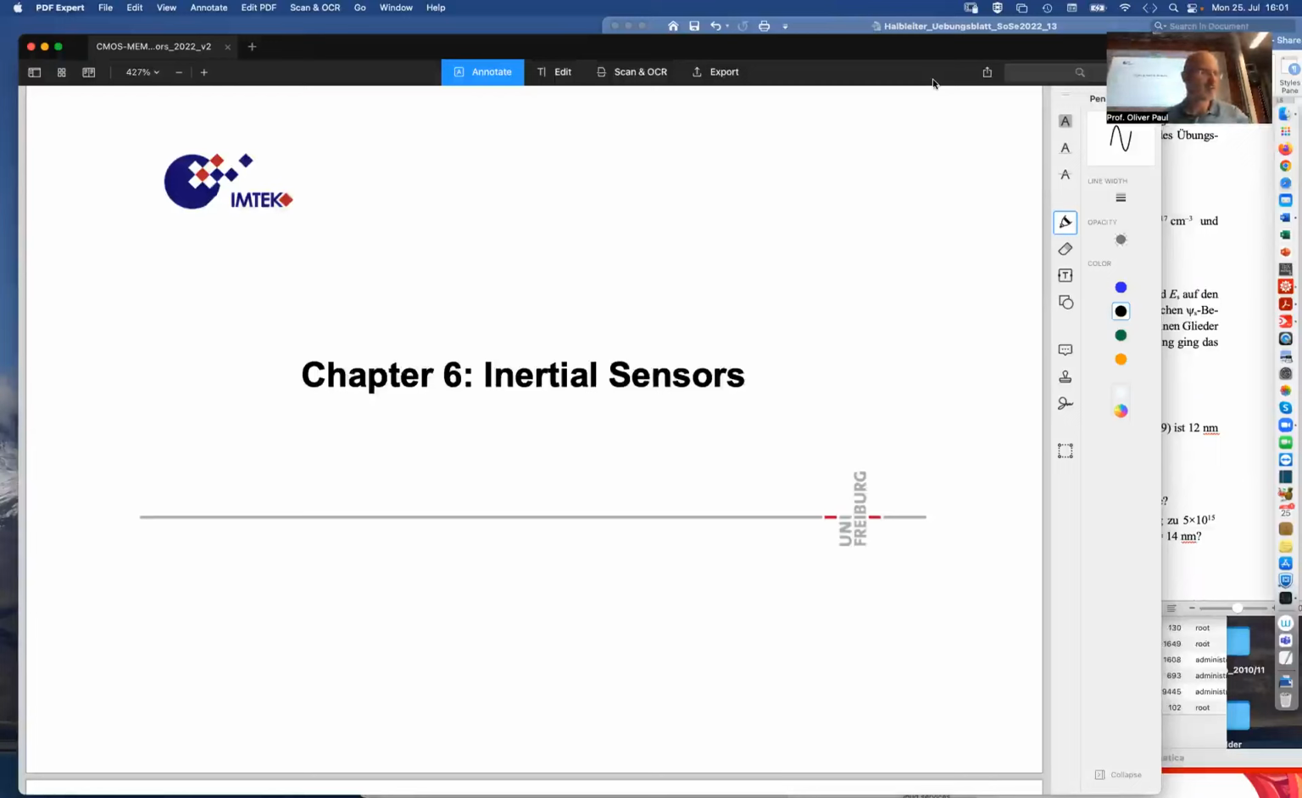We're starting and finishing the last chapter this week, chapter 6, on inertial sensors, which means acceleration sensors and gyros, rotational angular rate sensors. The quantities we would like to measure here are related to coordinate systems. If I draw a coordinate system, X, Y, and Z here, let's say this is the reference system.